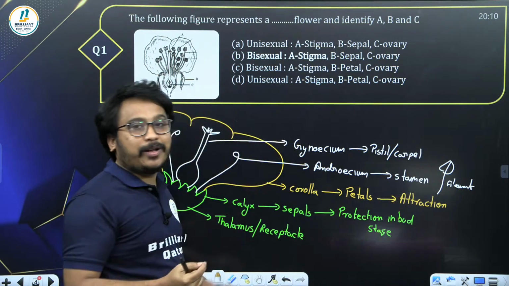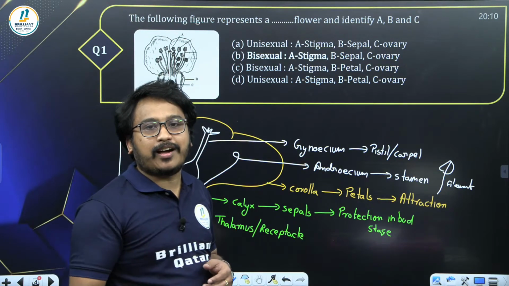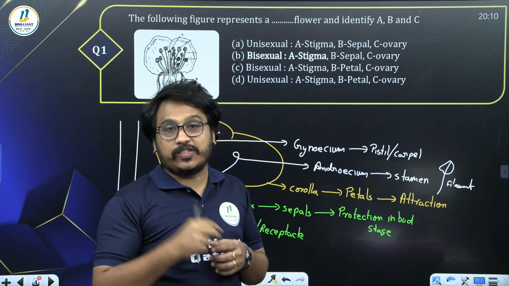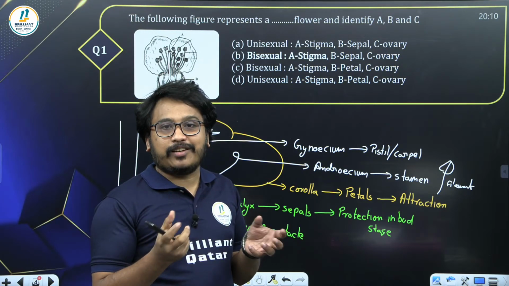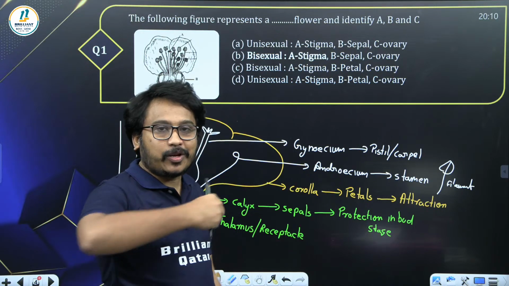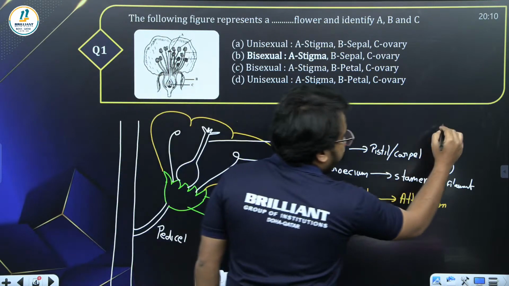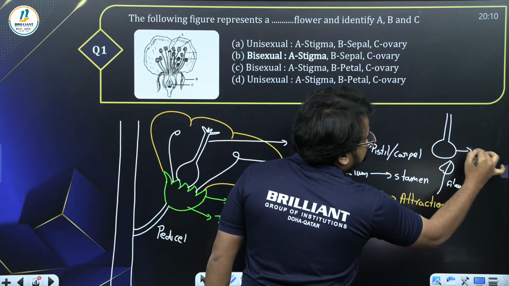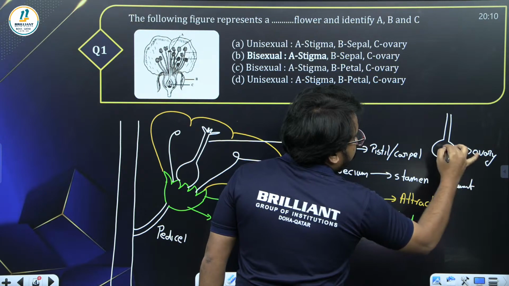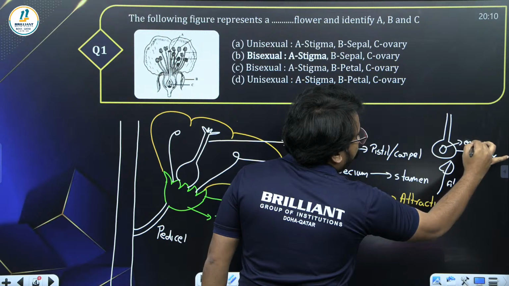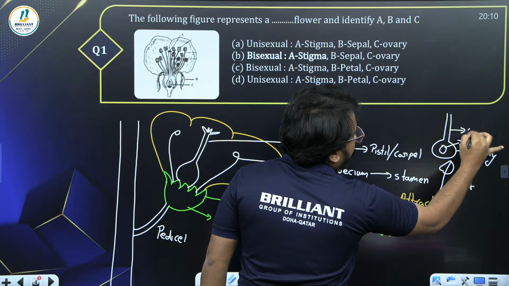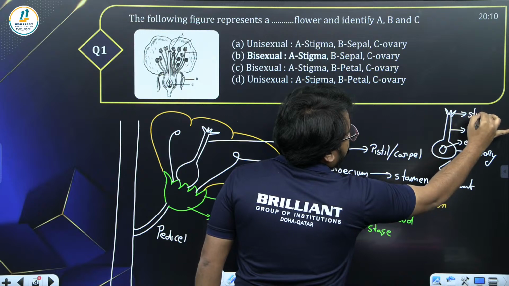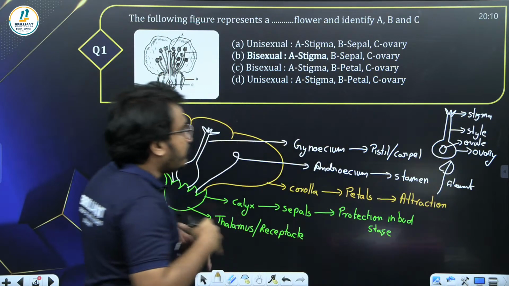If there is one carpel, we call it monocarpellary; many carpels, multicarpellary. If the carpels are fused, it is called syncarpous, and if the carpels are free, it is called apocarpous. I will come to examples also. The pistil or carpel consists of a swollen bottom called the ovary. Inside the ovary there can be ovules. The elongated part is called the style, and at the tip there is a stigma. So this is the structure of a typical flower.